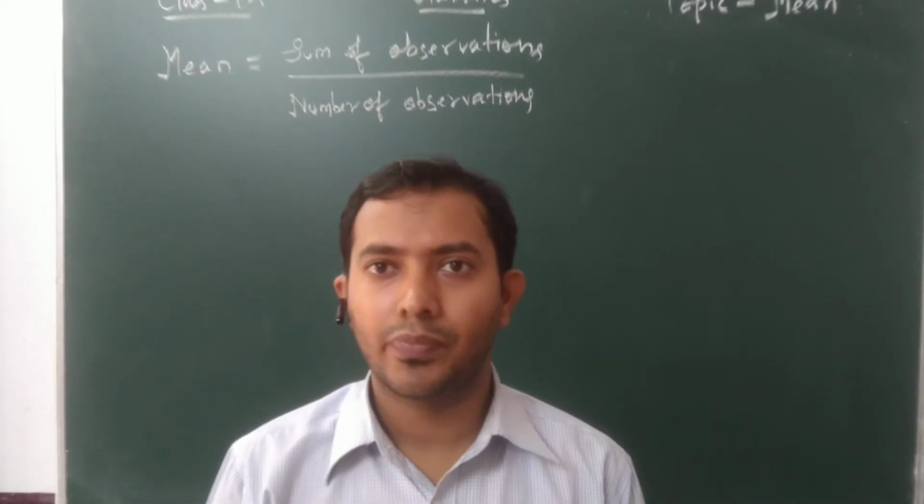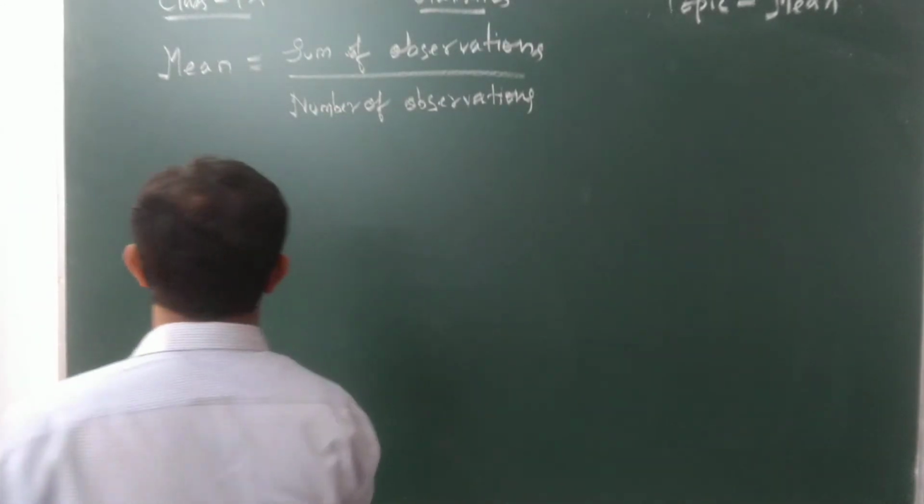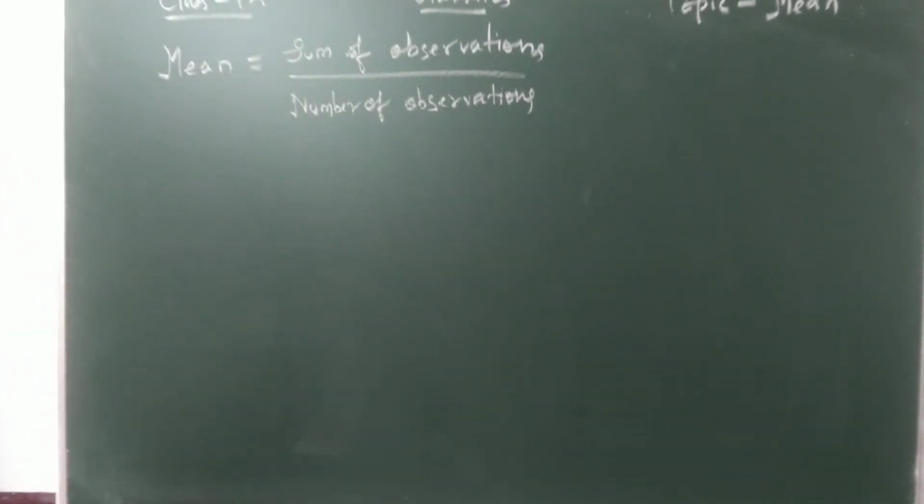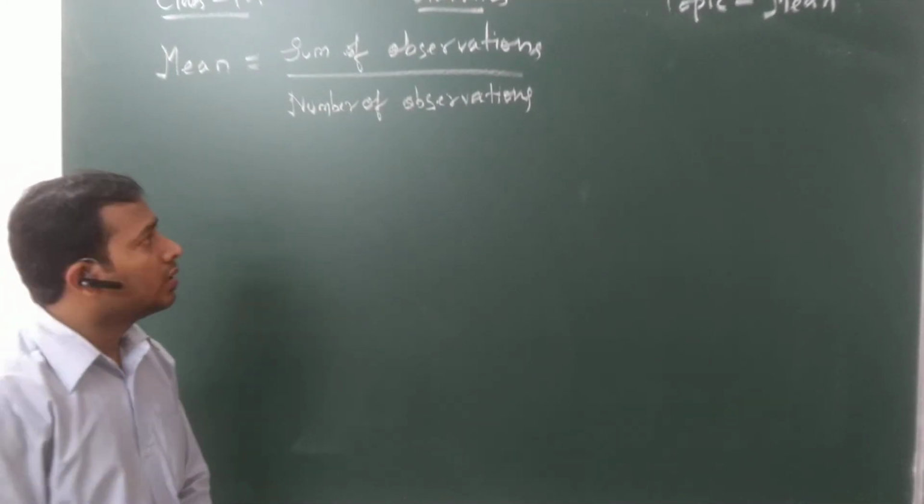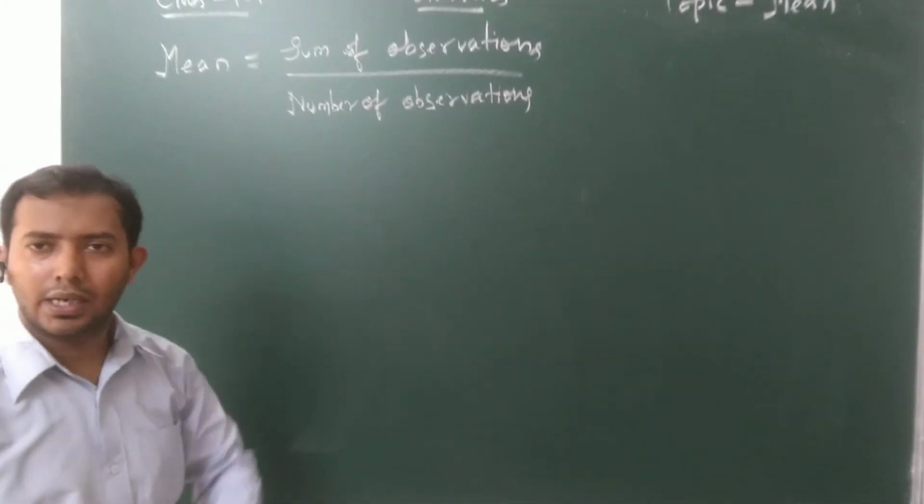Okay, let's see. Here we have a definition. You can see the definition: sum of the observations by number of observations. Sometimes we call this mean as average or arithmetic mean. Okay, this is your arithmetic mean. So now, if you see this one, it is sum of observations by number of observations.